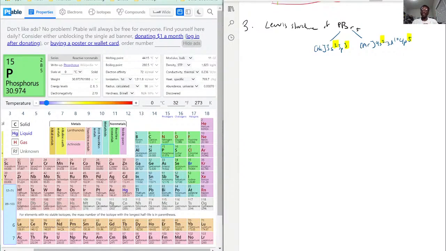Okay, so now we need to figure out the actual Lewis structure. Let's see how many electrons we're working with. We have 5, okay, plus 7 times 5. So that's 35 plus 5, that's 40 electrons total that we're working with, okay? So with that being said, let's start drawing it out. Now phosphorus is the only individual one, so I'm going to start there.